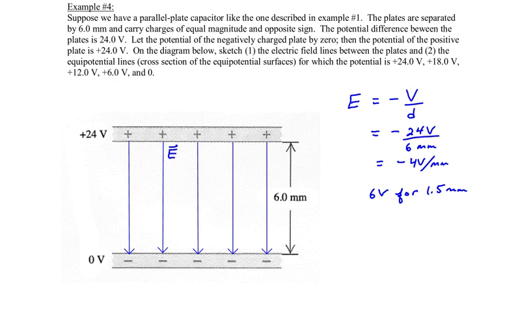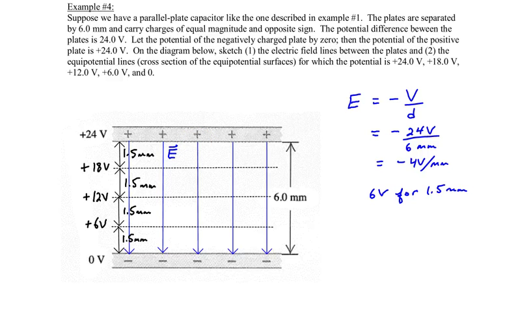That would mean essentially if you started, say, at the 0 volt line and went up 1.5 millimeters, you would have the 6 volt line. Then if you went up another 1.5 millimeters, that would be 3 millimeters, and you would have the 12 volt line. Then if you went up another 1.5 millimeters, you'll have the 18 volt line. And the last 1.5 millimeters will bring you up to 24 volts. So let's show that now. And there you go. There's the solution of the problem.